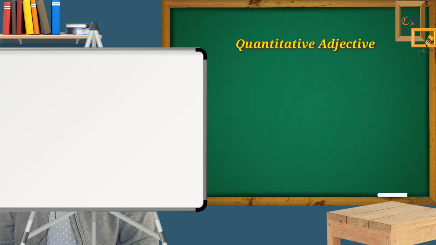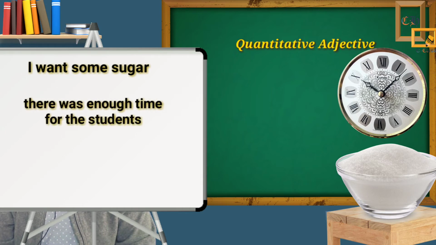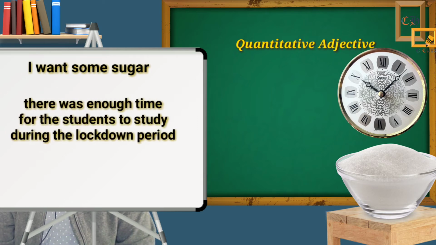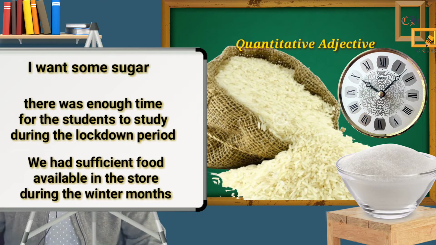Let us see through some examples. I want some sugar. In the second example, there was enough time for the students to study during the lockdown period. In the third example, we had sufficient food available during winter months. Let's see example 1.